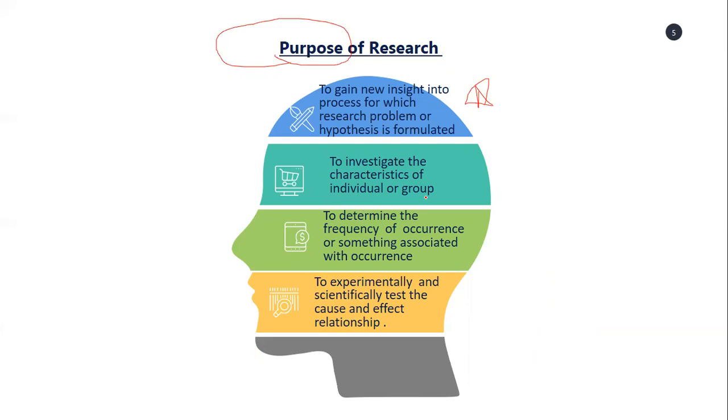Next is to determine the frequency of occurrence or something associated with occurrence, like what is the nature of occurrence of that problem, how long, what exactly care has to be taken, what details have to be noted. This can be possible only under the purpose of research. Next is to experimentally and scientifically study the cause and effect relationship: why things happen and what is the effect of that relationship. When we talk about all these things, we are talking about a reason or a purpose of research.